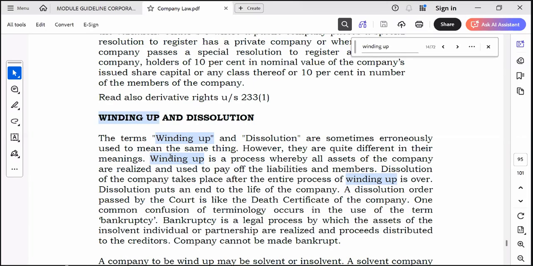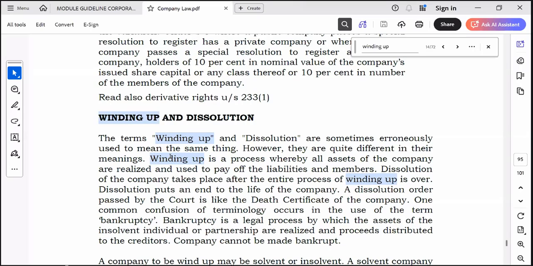And once that is done, that all is settled in terms of the debts and liabilities, what comes next officially is simply dissolution. It is dissolution which puts an end to the life of the company. But the other process is simply called winding up. Winding up is the entire thing of selling the properties just to set off the liabilities, which is normally done by a liquidator. So dissolution will simply come to put an end to the life of the company. A dissolution order is normally passed by the court, and it's like the death certificate of a company.